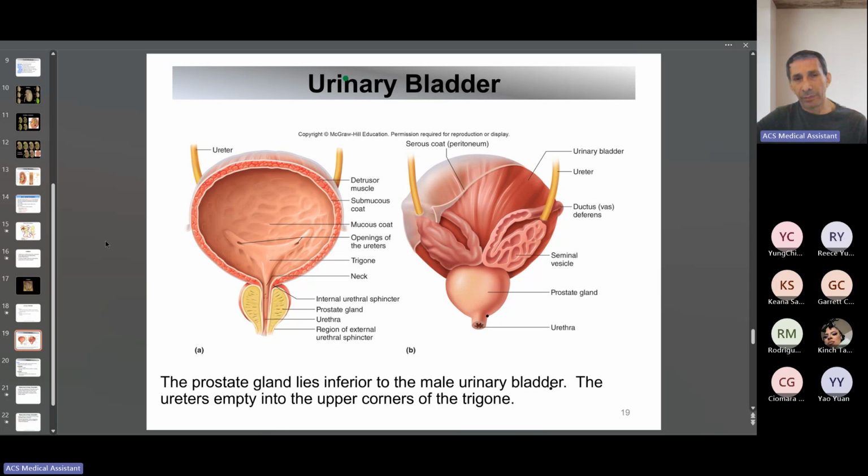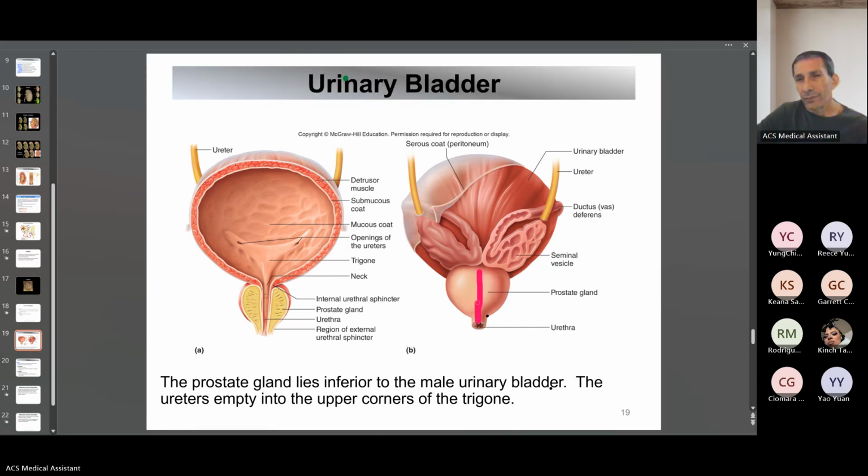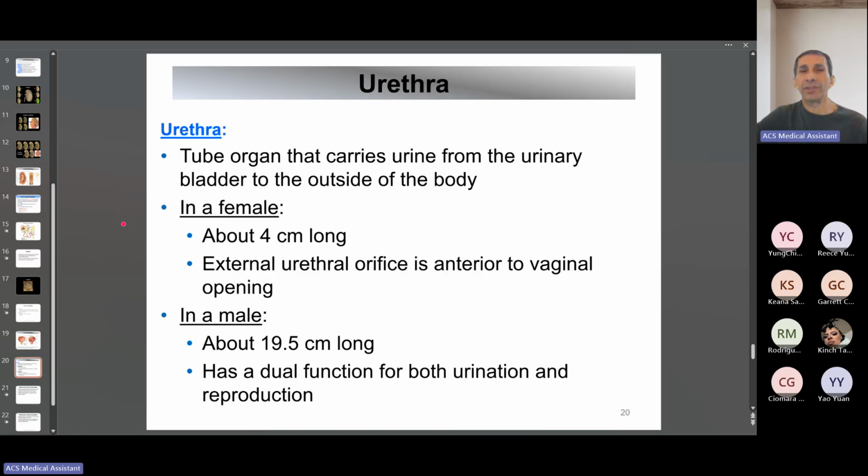So this is the urinary bladder. Remember, very important, this is just a storage for urine. That is it. Now we're going to see the next structure, which is going to be the urethra. And you see the urethra passes through the prostate in males. For the females, not a problem. So the urethra.